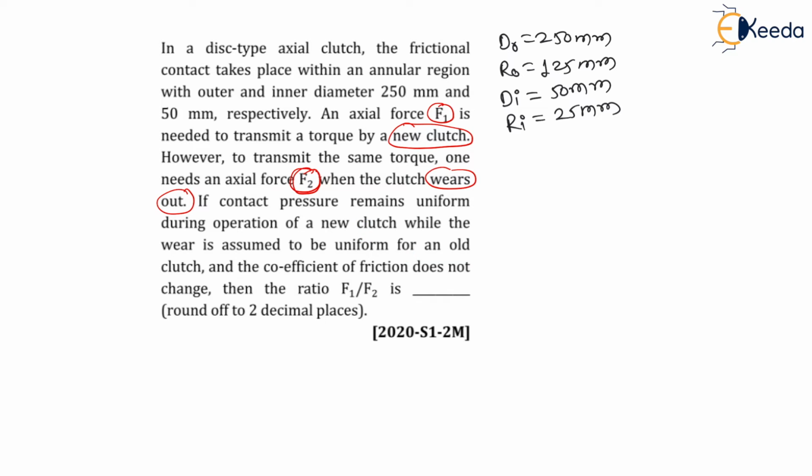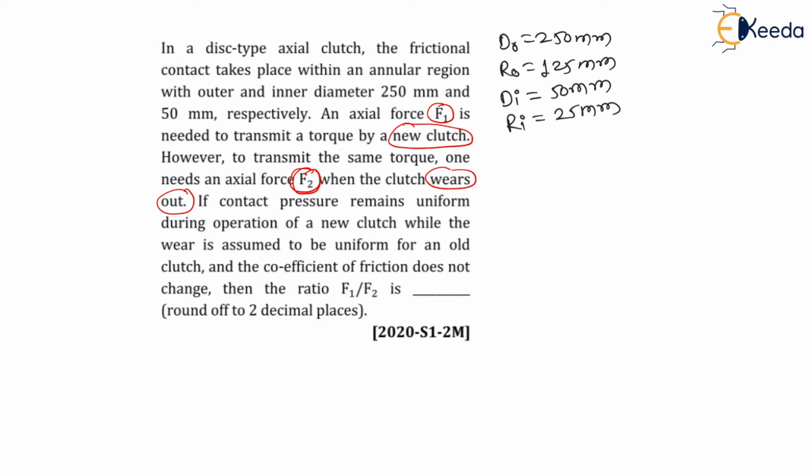Here in the question they have specified this, but there is no need of specifying it because we know that for a new clutch we are using uniform pressure theory, and for a worn-out, that is old clutch, we are using uniform wear theory, right? And for a new clutch, uniform pressure theory, right? And the coefficient of friction does not change. Here the coefficient of friction is also constant. Then the ratio F1 divided by F2 is rounded off to 2 decimal places.